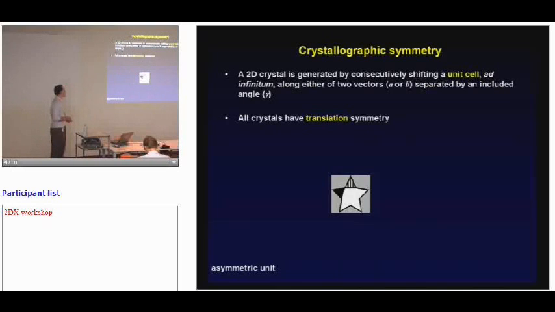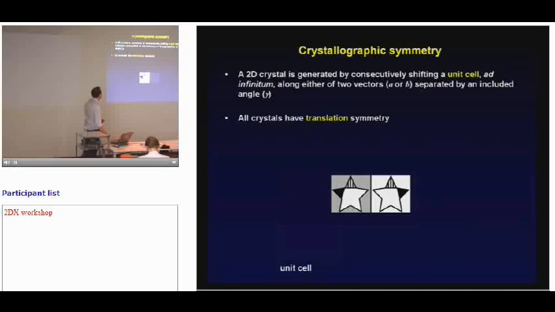So this is our structure of interest that we're trying to crystallise, and this is, in this case, the asymmetric unit. This is a single protein molecule, perhaps, depending on the way this protein molecule is constructed. Sometimes this asymmetric unit represents the unit cell, sometimes it doesn't.